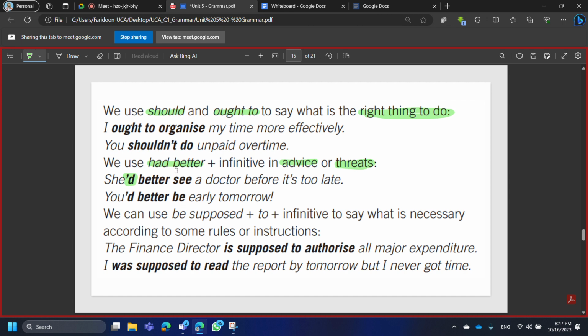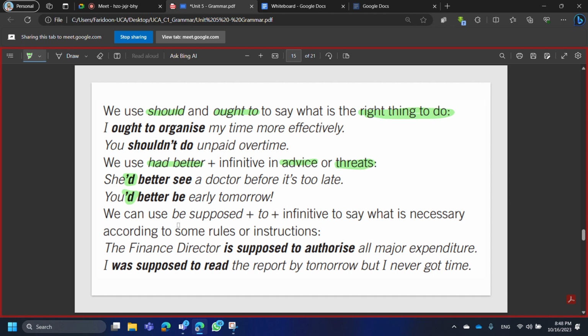Just don't get caught, okay? Be very fast that, you shouldn't get caught. You just say, she better see a doctor before it's too late, or you better be early tomorrow. That's the whole point of it. Be fast, be fluent, and don't get caught. But if you are writing it somewhere, you can either use the apostrophe technique or completely write the full version, had better plus base form verb number one.